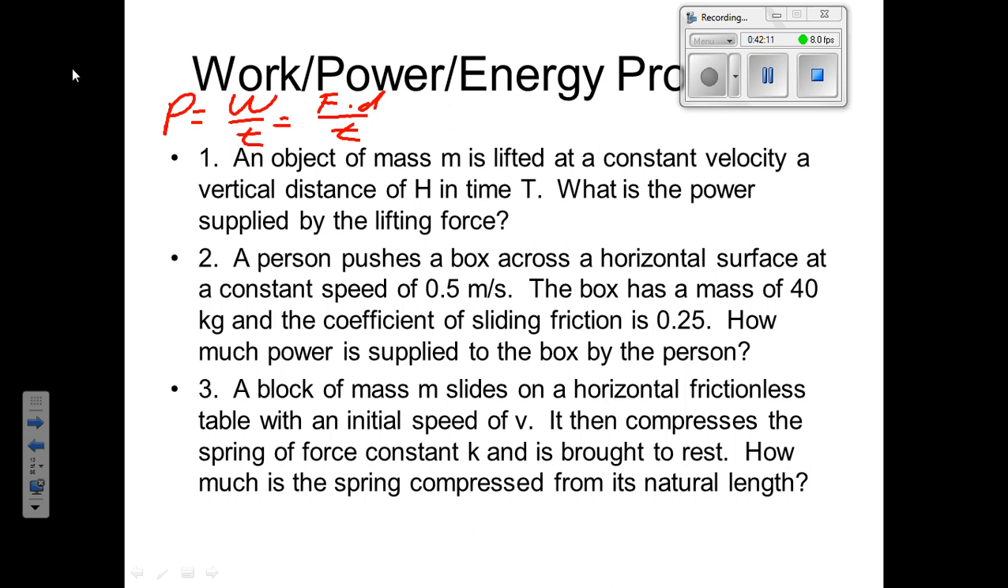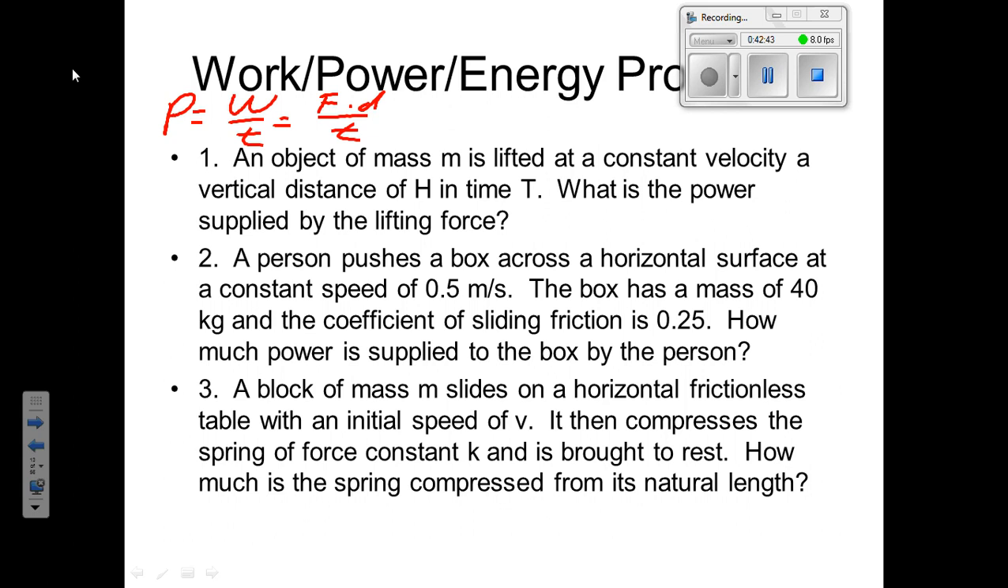So an object of mass m is lifted at a constant velocity, a vertical distance of h in a time t. What is the power supplied by the lifting force? If I take this remote control and I lift it at a nice constant velocity, how much vertical force am I applying to this remote? Equal but opposite to the weight, right? So the force I'm applying in this problem is what? mg, right? That's my force.